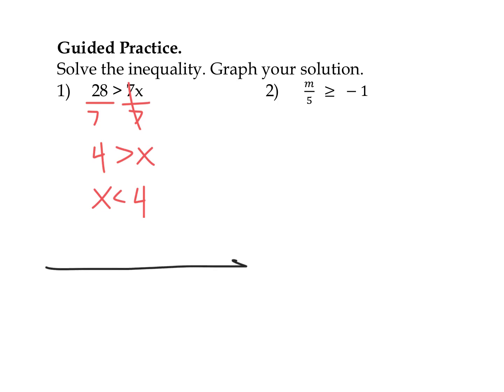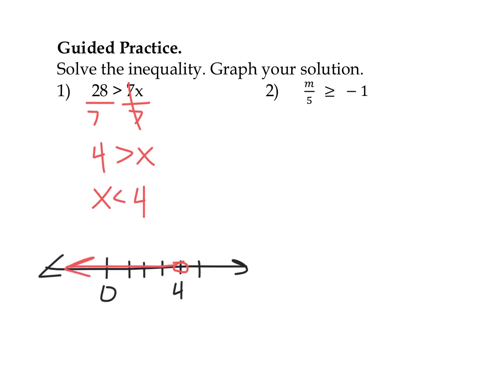And so when we graph this, if that's 0, 1, 2, 3, 4, there, we're going to have an open circle at the 4 because we don't have the equal to, and we want numbers that are less than 4, so we're going to go to the left on our number line.